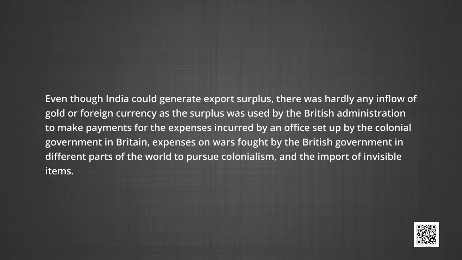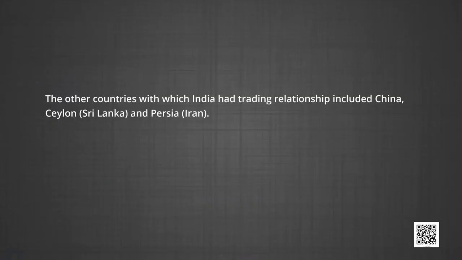Even though India could generate export surplus, there was hardly any inflow of gold or foreign currency, as the surplus was used by the British administration to make payments for the expenses incurred by an office set up by the colonial government in Britain, expenses on wars fought by the British government in different parts of the world to pursue colonialism, and the imports of invisible items. This way, the British used foreign trade to drain out the wealth of India. The other countries with which India had trading relationship included China, Ceylon, now Sri Lanka, and Persia, now Iran.